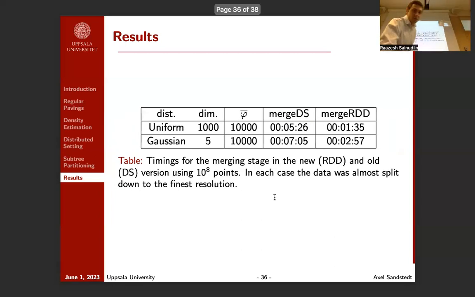But it is most interesting for us to look at the merging stage. The previous uniform merging took 5 minutes and 30 seconds, and my algorithm, which reduced communications, took 1 minute and 35 seconds. The Gaussian case took 7 minutes, and mine took 3 minutes. That roughly corresponds to how much less data we have to shuffle around the network in that stage.